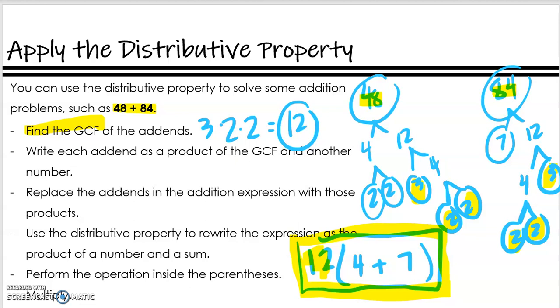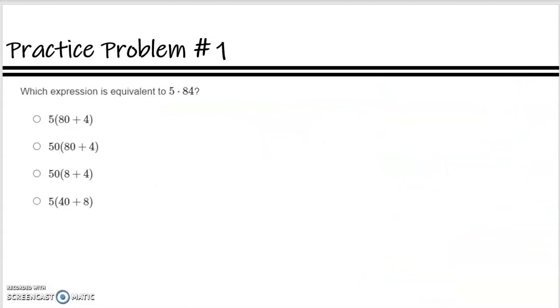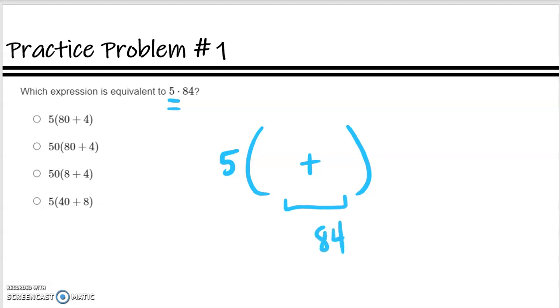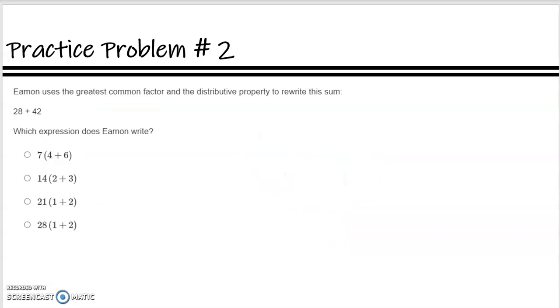Okay, so which expression is equivalent to 5 times 84? Remember that this is what is pulled out, and inside the two numbers need to add up to give you 84. So look at your choices. Again, I know it's not going to be this one and this one because I'm not pulling out 50, I'm only pulling out 5. Either choose between 80 and 4, or 40 and 8. Again, they need to add and give you 84. So your 10s is 80, your 1s is 4. Here's your correct answer right here.